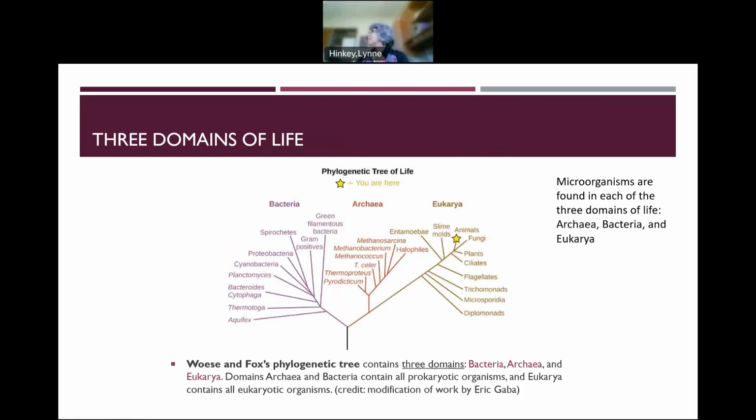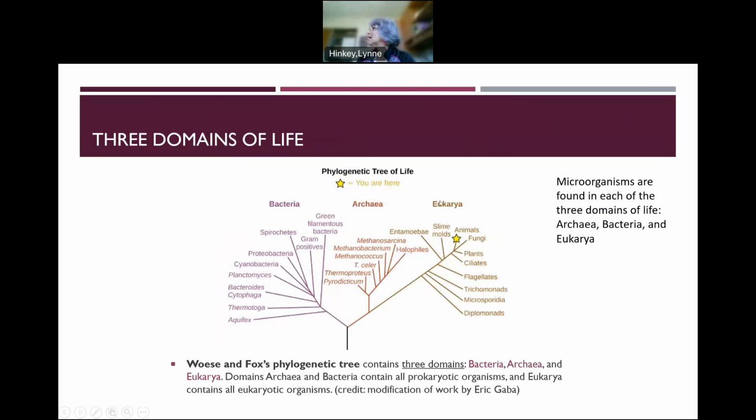So this current life chart, phylogenetic tree, with 3 domains, 3 big groups of very distinct organisms. The eukaryotes have more in common with each other than they do with archaea or bacteria. And the bacteria have more in common with each other than they do with archaea or eukaryotes. And archaea are most similar to each other, but most different from eukaryotes or bacteria. So our 3 domains had originally been 2.